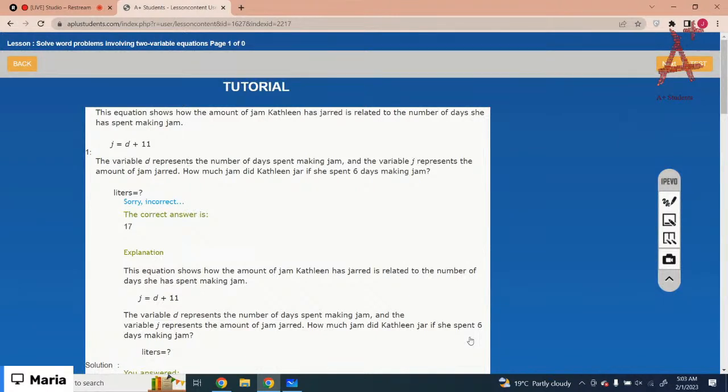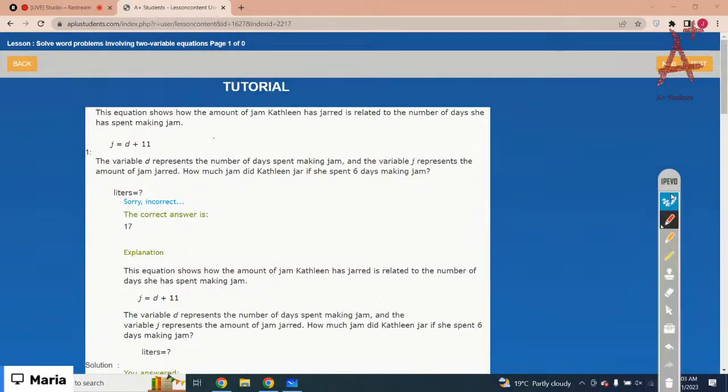This equation shows how the amount of jam Kathleen has jarred is related to the number of days she has spent making jam. J equals D plus 11. The variable D represents the number of days spent making jam, and the variable J represents the amount of jam jarred. How much jam did Kathleen jar if she spent 6 days making jam?